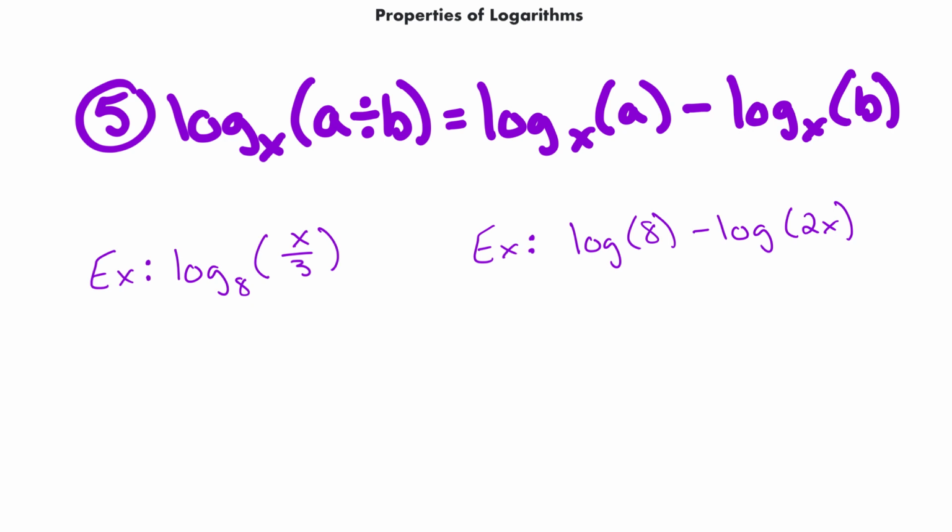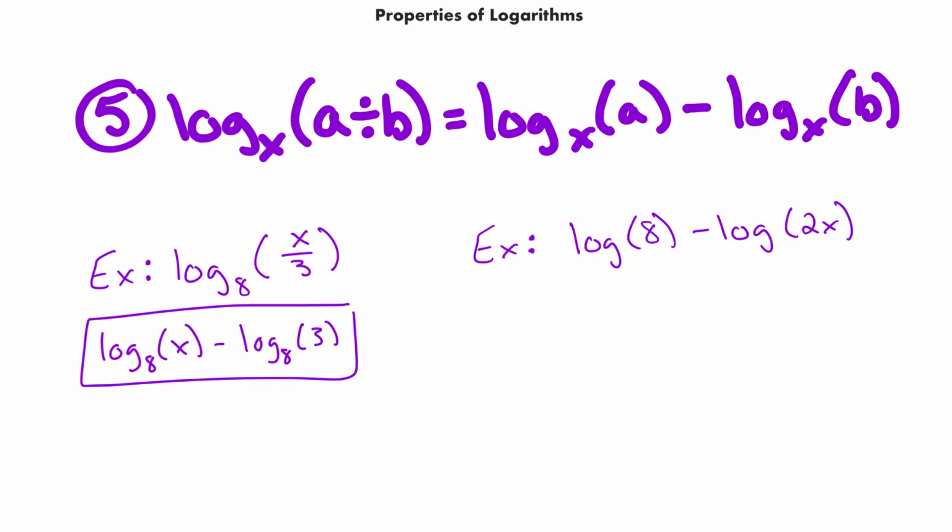Additionally, if you're dealing with division, x to the 8th power divided by x to the 3rd power, you go x to the 8 minus 3 power. With division, we subtract. Here, with division, we subtract. Now again, problem number 1, I would never do this because I have a single logarithm, but you could technically break that into log base 8 of x minus log base 8 of 3. But that's not a simplification process. I just went from one logarithm to two.